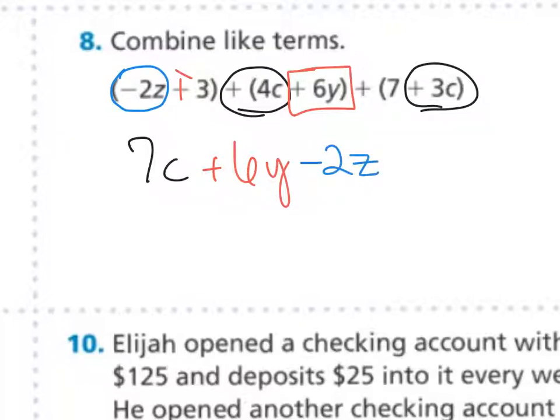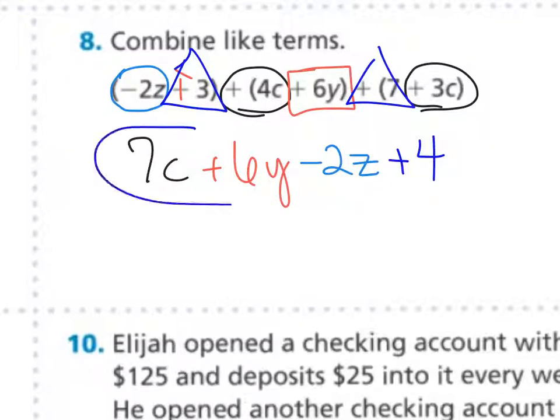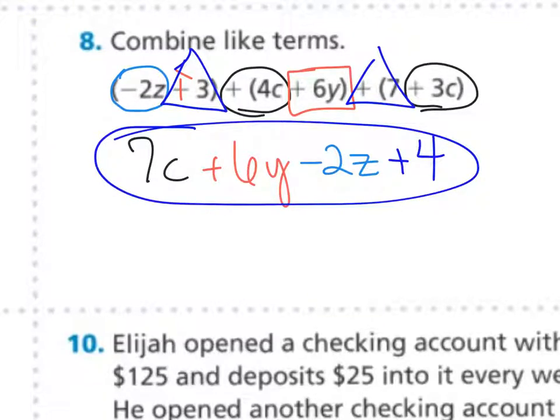And then we've got our constants. So -3 plus 7 would be a positive 4. So that, or a different order, or like I said, if you had plus -2z instead of minus 2z would be fine.